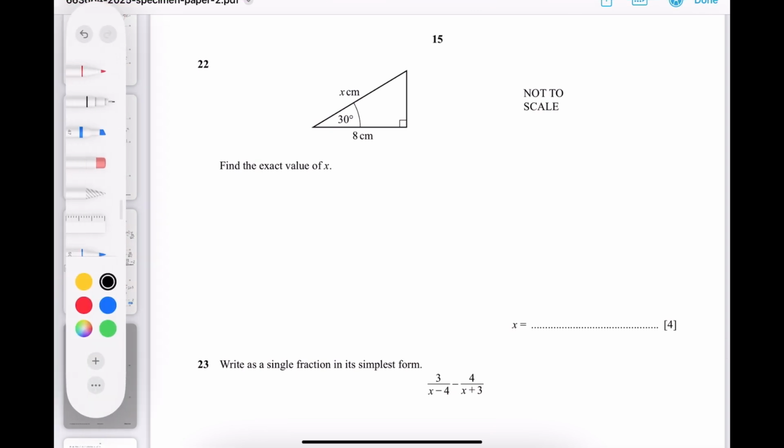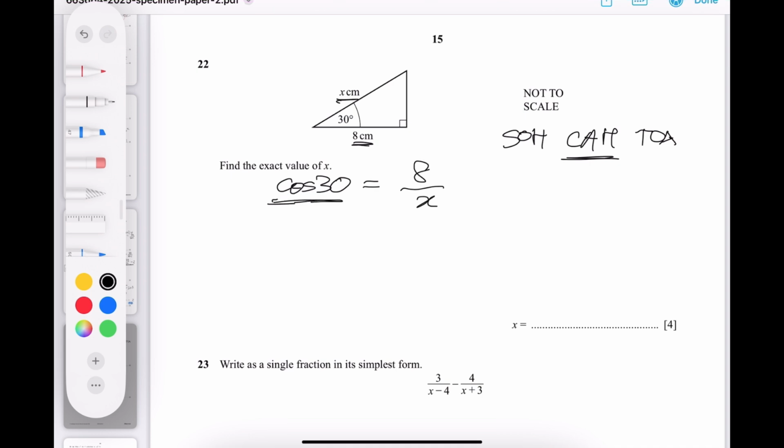Find the exact value of x. So here we need to use trigonometry. And the exact trigonometric values, we have, relative to 30-degree angle, we have the adjacent side and the hypotenuse. And if you remember from SOHCAHTOA, this means that we are using the cosine function. So therefore cosine of 30 is equal to adjacent 8 over x.